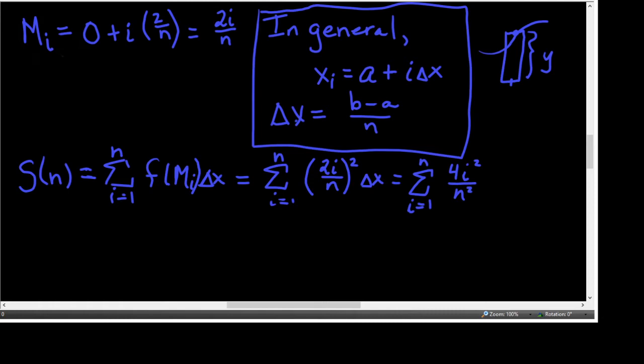Oh, and I didn't calculate delta x already, so let me go back and do that. For this problem, our delta x, again, is b, which is 2, minus a, which is 0, over n. So 2 over n. So this delta x will be replaced by 2 over n, which I probably could have done in the last step, probably should have.